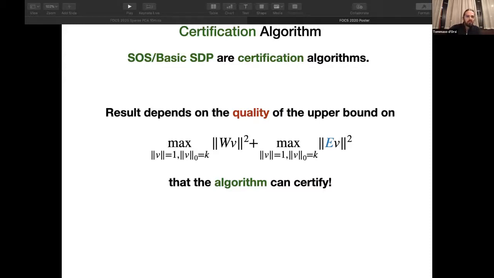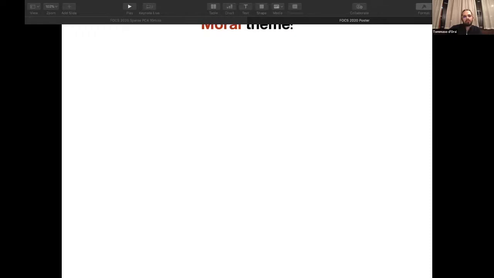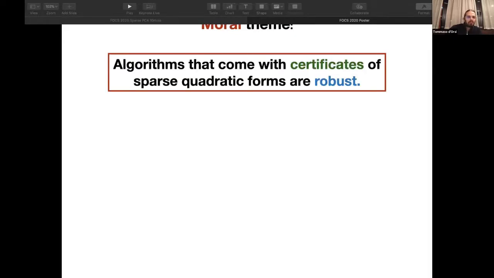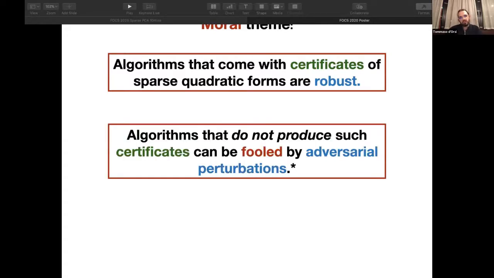But in any case, I wanted to say this to introduce the moral theme of the paper, which is that algorithms that come with certificates of sparse quadratic forms are robust, in the sense that they can solve the robust version of the problem. And algorithms that do not produce these certificates, such as the spectral algorithms, can be fooled by these arbitrary perturbations. I put a star here because this is not a statement that we are proving, but rather the moral belief that we have.